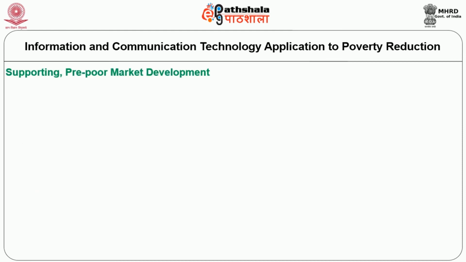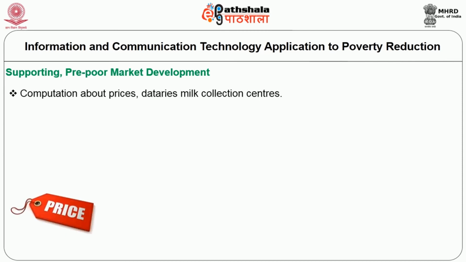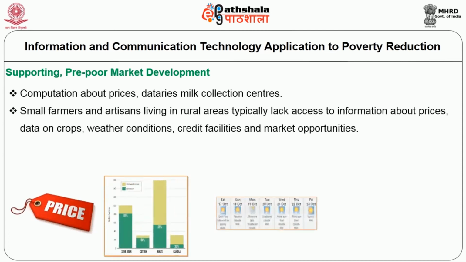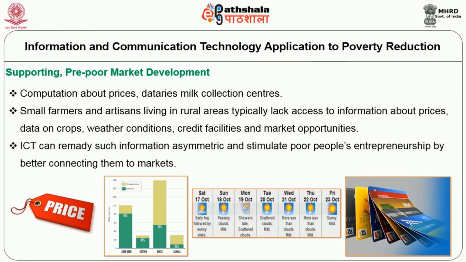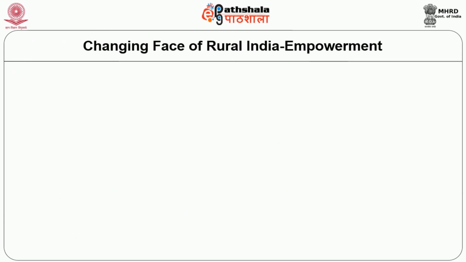Supporting pro-poor market development. Computerized information about prices, data, and milk collection centers. Small farmers and artisans living in rural areas typically lack access to information about prices, data, crop weather conditions, credit facilities and market opportunities. ICT is the remedy for such information asymmetry and stimulates poor people's entrepreneurship by better connecting them to the markets. Changing face of rural India by means of empowerment.